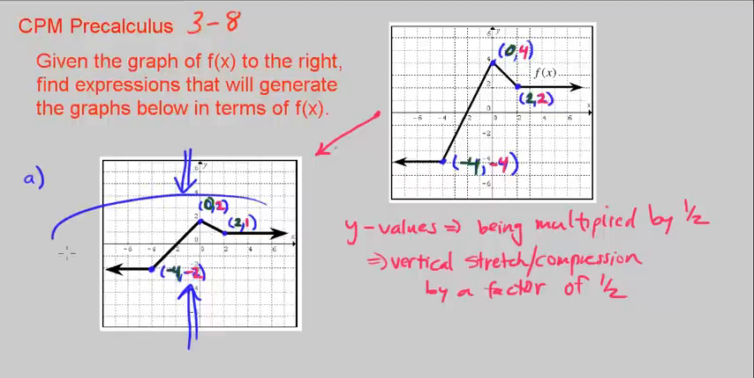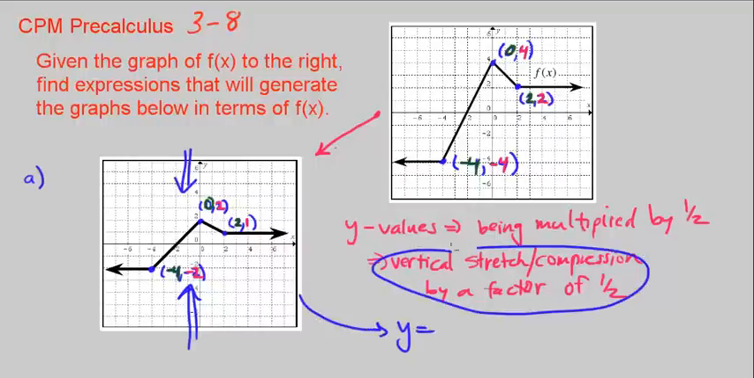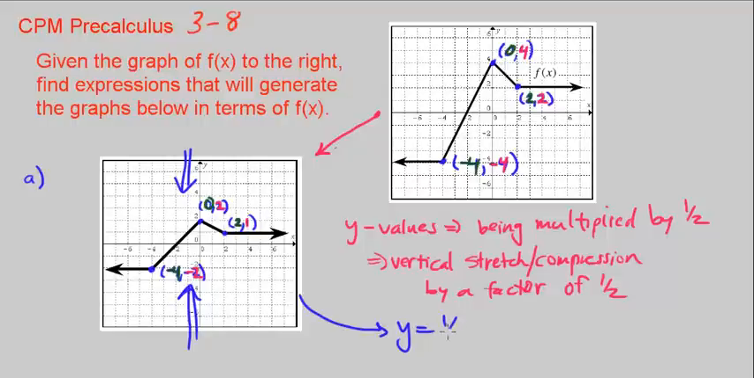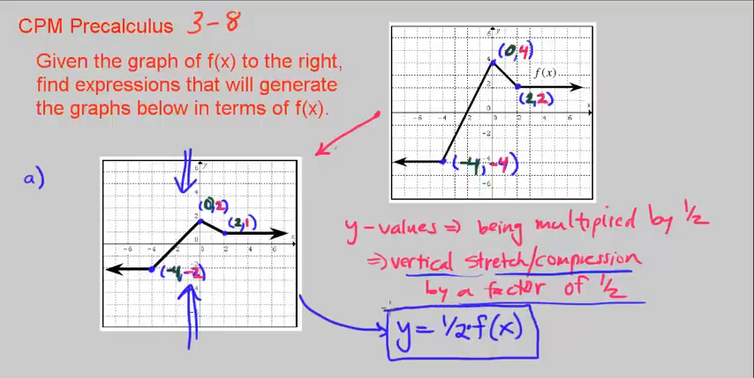So our new graph, let's call it y, is equal to a vertical compression by a factor of 1/2, which means we multiply 1/2 in front of f of x. We multiply in front 1/2 times f of x, and that gives us the vertical compression by a factor of 1/2. So this right here is part A: y is equal to 1/2 times f of x.